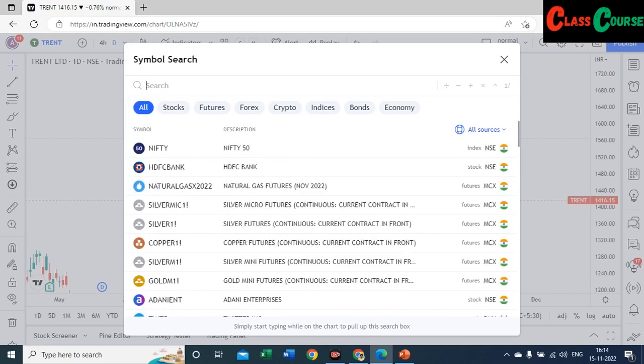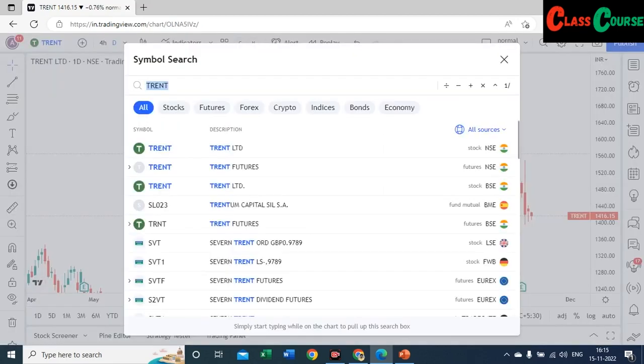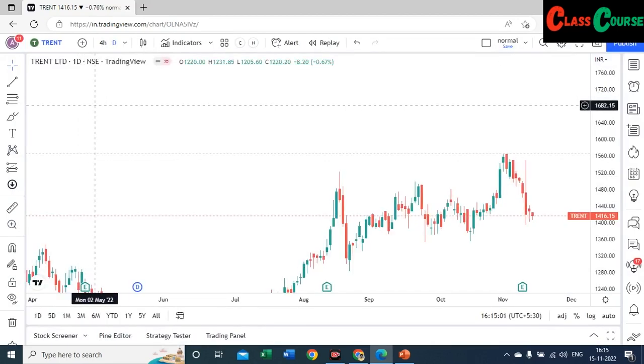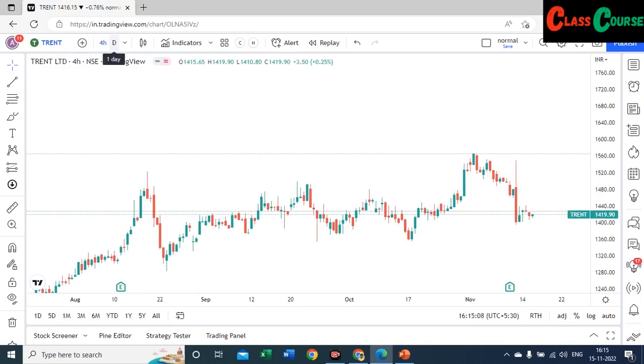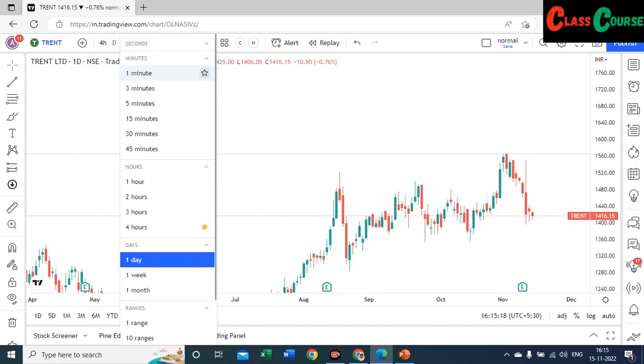Now coming to the Indian stock market, we have the chart of Trent Ltd, a public limited company. Now coming to the time frame. Here you can see it is 4 hours. Now it is changed to the 4 hours time frame. Every candle consists of 4 hours. The next thing is we have the 1 day time frame. Similarly, I have the 1 minute time frame, 3 minutes, 5 minutes, 15 minutes, 30, 45, 1 hour, 2 hours, 3 hours, 1 day, and weekly charts.